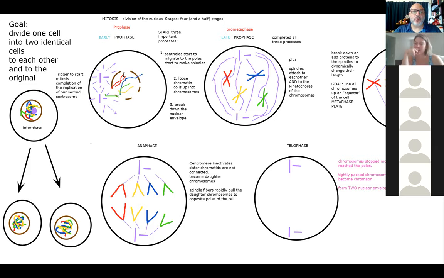So if you think about it, when our loose chromatin is coiling up into chromosomes, during this time, if we pack up all of our books into a suitcase, we can't read those books anymore. We can't make proteins anymore, right? Dividing the cell requires a tremendous amount of energy, so we don't want to be making proteins while we're doing it anyway. So during early prophase, our nucleoli go away.